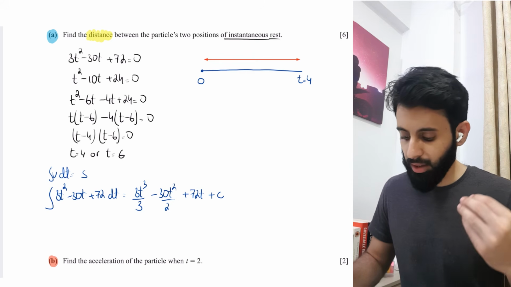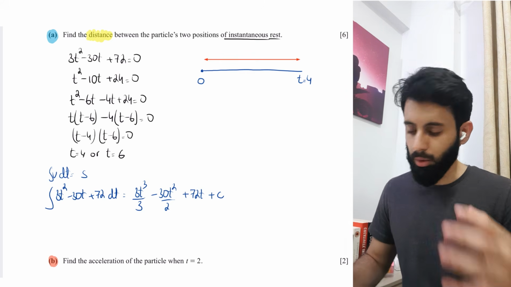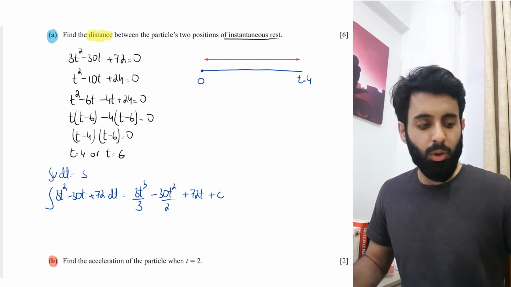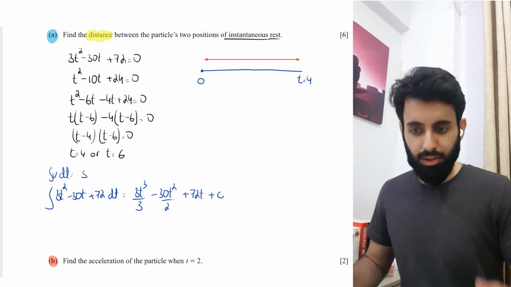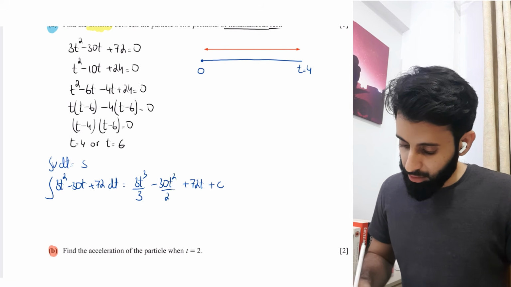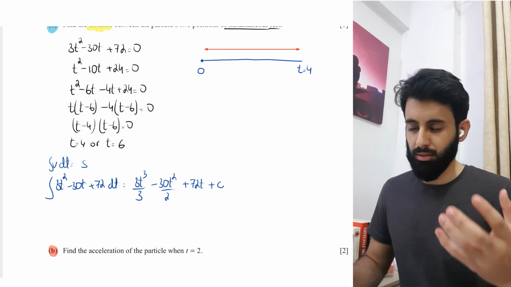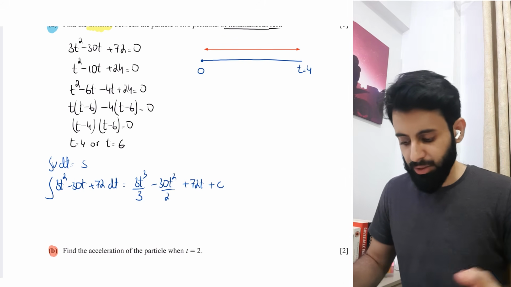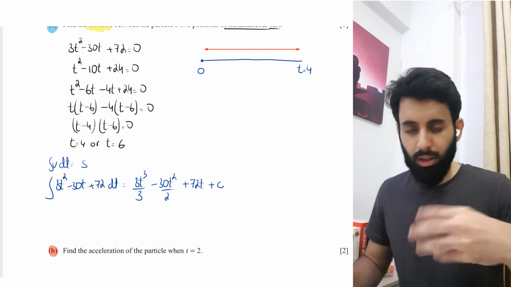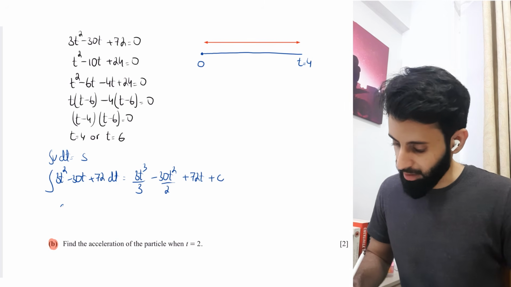Why is that? Because the object is starting from O. Whenever the object is starting from O, at t = 0 the displacement is equal to 0. What you need to remember is that t = 0, displacement = 0. Even if you plug that in over here, you will get c = 0. Let me show you what I mean in just a minute.